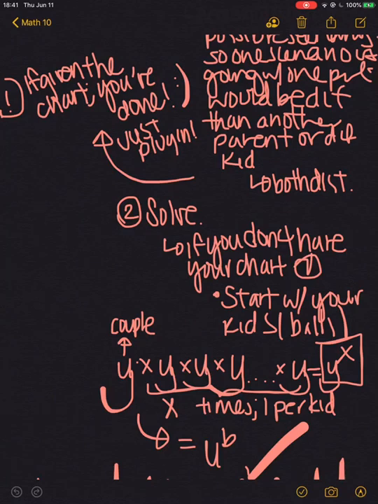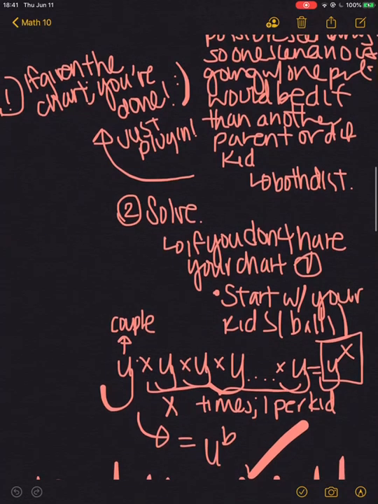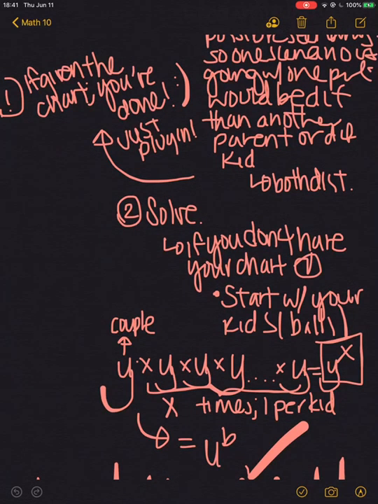So yeah, you got it. Let me explain this one more time in case you don't understand. Based off of the product rule, which states that you multiply all the subparts of the possibilities together to get the total number of possibilities, by multiplying Y by itself X times, you get the number of possibilities that there are for these kids to get assigned to these parents or couples.